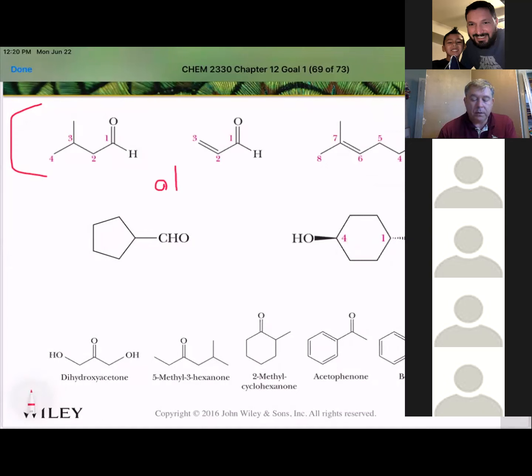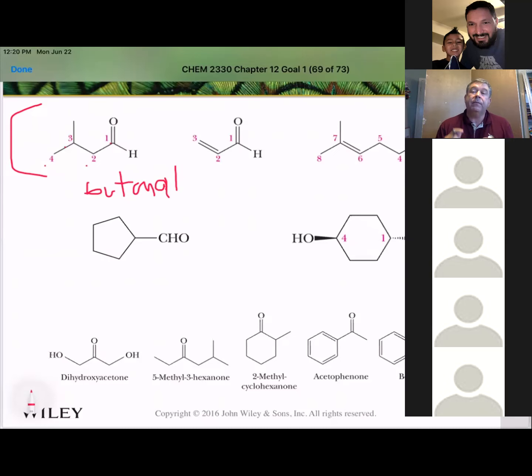Notice our 1 starts at the carbonyl, 2, 3, and 4. So we have 4, so that's butyl. So there's no alkenes in there, so it's butane. So it'd be butanal, B-U-T-A-N-A-L, butanal. So that's just the compound itself, but we have a substituent.